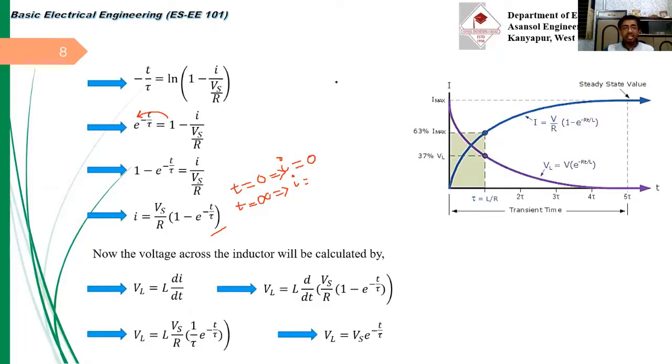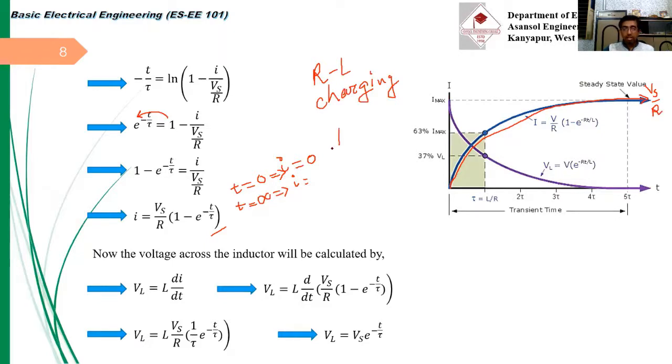This type of RL circuit is called an RL charging circuit. That means in this kind of circuit, the magnetic energy is stored in the inductor. So you can see that the current is increasing like this, and its steady state value is Vs by R.